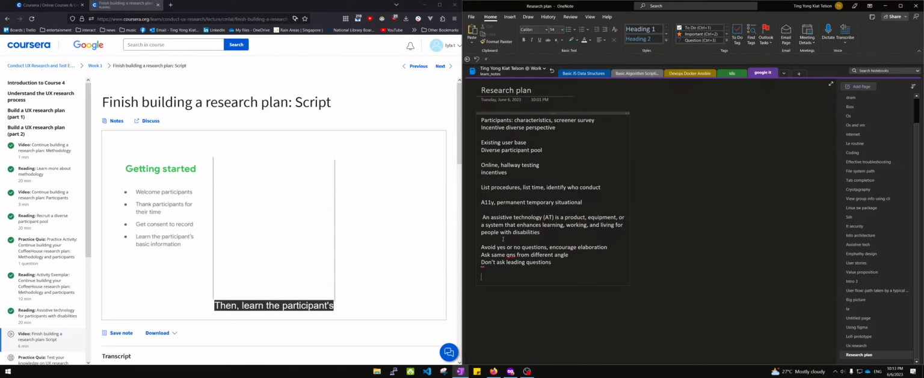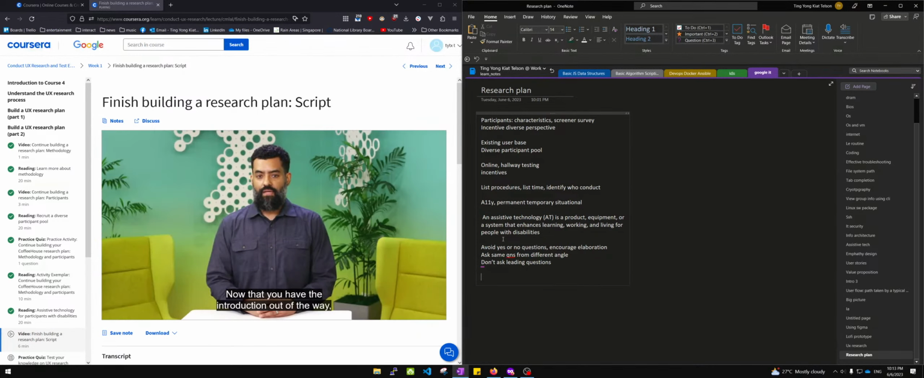Then, learn the participant's basic information like name, age, and occupation. It's most common to do this by asking simple questions like, "What is your name?" In addition, it's important to remind participants before the study begins that they are not being tested. The goal is to provide honest feedback about the prototype or product they are testing. There are no right or wrong answers. And before you jump into the study itself, give participants the opportunity to ask questions.